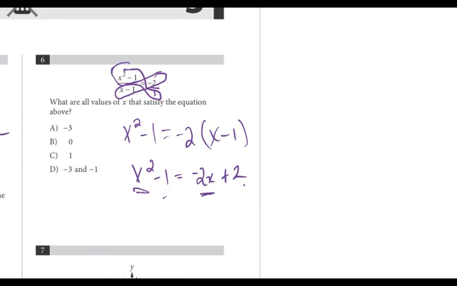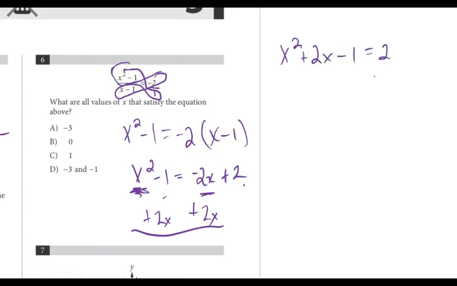So let's take everything and put it on the left, because x squared is on the left here and it's positive. Let's bring everything over. Let's add 2x to both sides of the equation. We get x squared plus 2x minus 1 equals 2. Now we just have to subtract 2 from both sides. And we come up with our trinomial that we're going to factor.